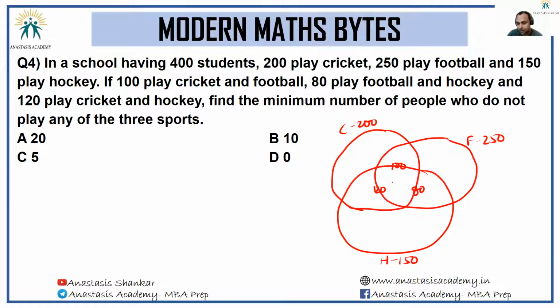First, I take this region as X. This becomes 100 minus X. This becomes 120 minus X. This becomes 80 minus X. So this turns to X minus 50. This turns to X minus 20. This turns to X plus 70. You can do your maths.